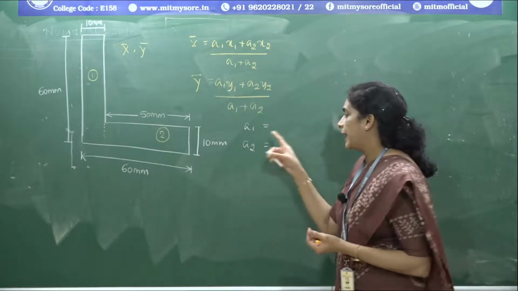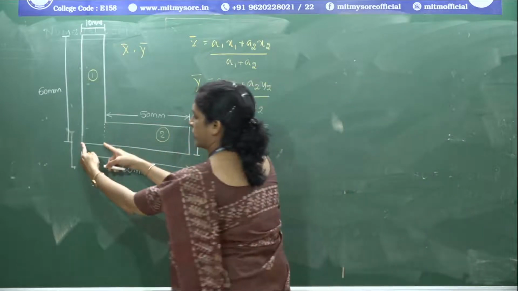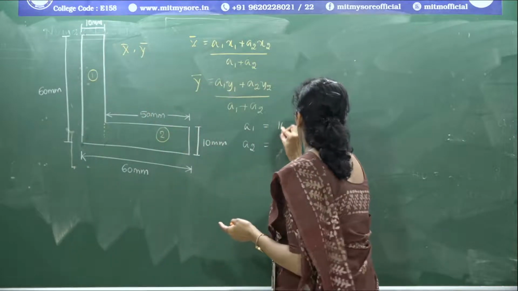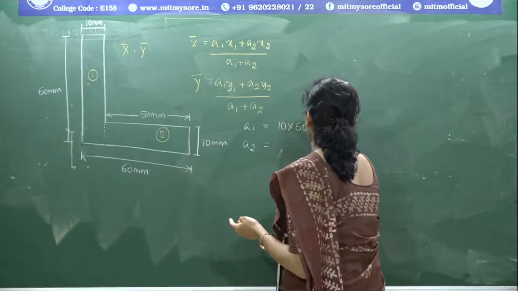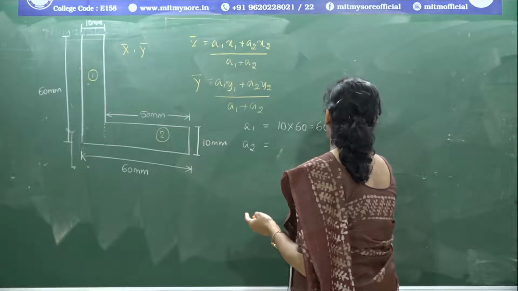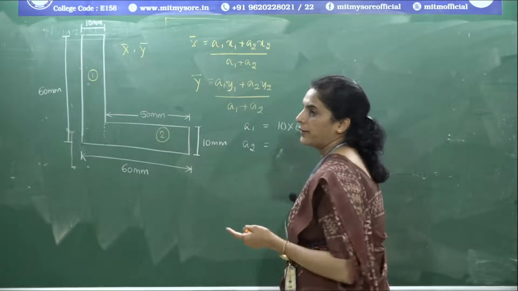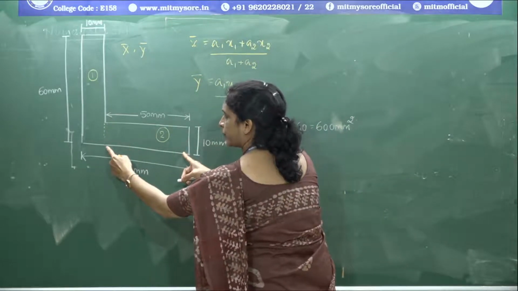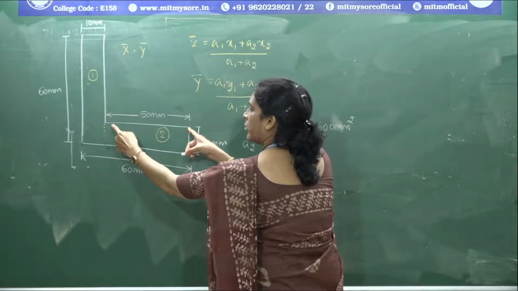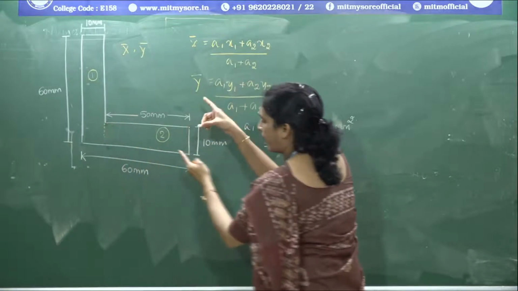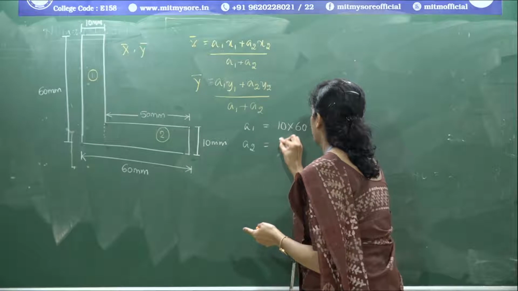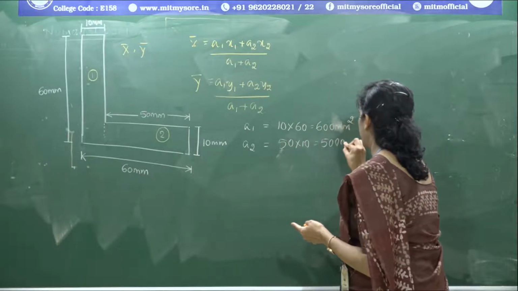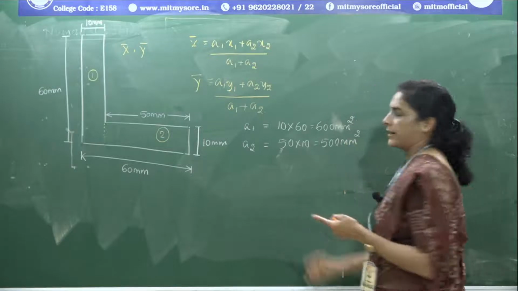What about the area of the first section? It is 10 by 60. So it is 10 into 60. So here we get 600 millimeter square. Next, the area of the second section. So here we have to be careful. It is 50 by 10 mm. 50 by 10. So we get 500 millimeter square.